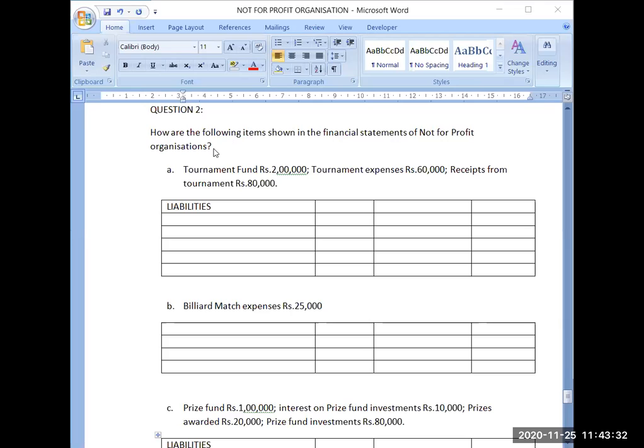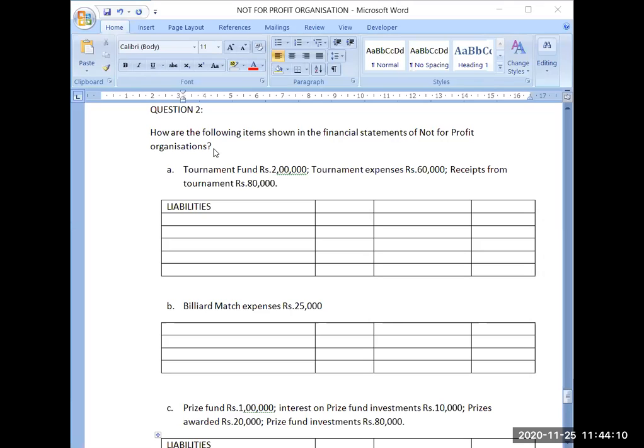The financial statements of not-for-profit organizations are the receipt and payment account, income and expenditure account, and balance sheet. But mainly we will be discussing the income and expenditure account and balance sheet, because the receipt and payment account basically becomes the base of these. So the question is asking how you will represent the following information in the income and expenditure account and balance sheet. Now see the first case.